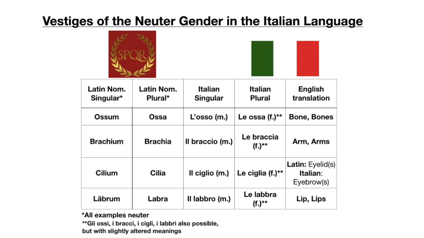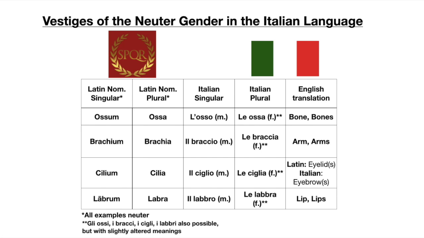So a lot of words with body parts have this, where we have il braccio, le braccia, we have il ciglio, le ciglia, we have l'osso, le ossa, okay, il dito, le dita. So a lot of times these words, when they are made feminine in the plural, or when they have this kind of call back to the neuter gender, they oftentimes reflect a feeling of collectiveness.